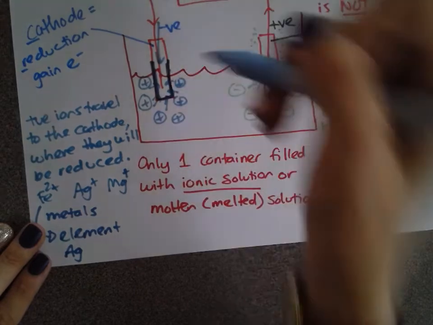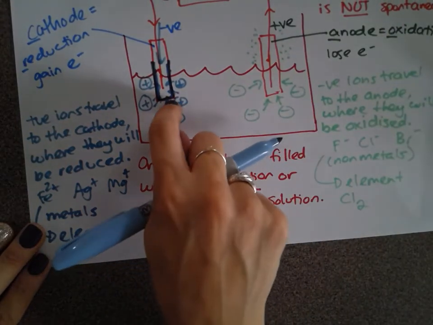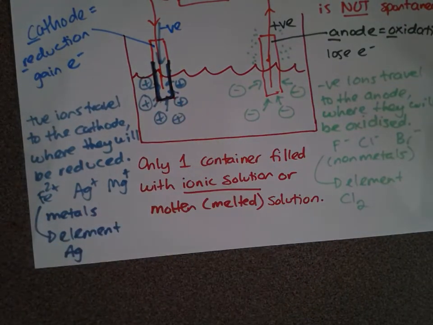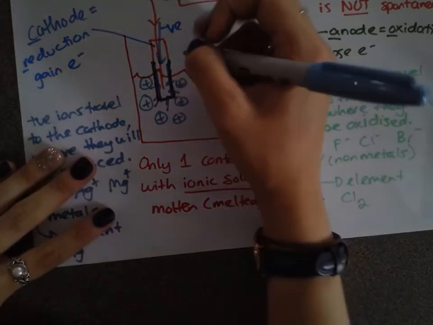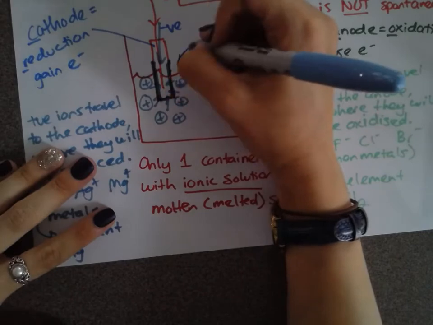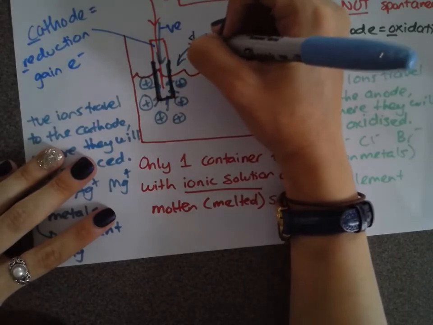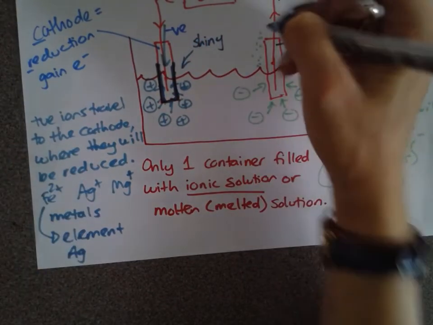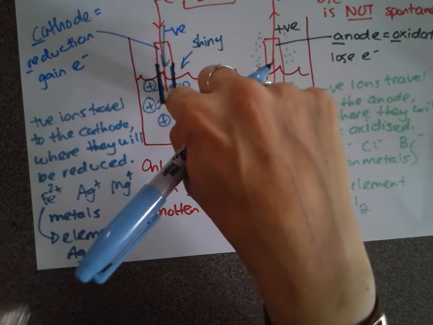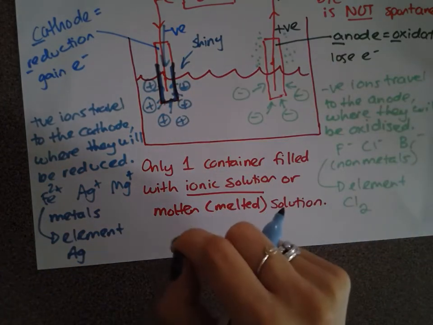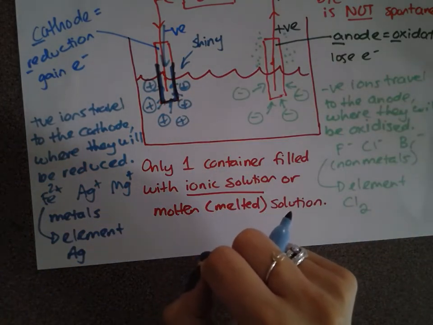So what I would expect to see then on my electrode is a shiny liquid or a metal coating on the electrode itself. Either you will see a shiny liquid form at your cathode, or it'll actually coat onto the electrode itself. So the outside of the electrode will have a coating of silver.